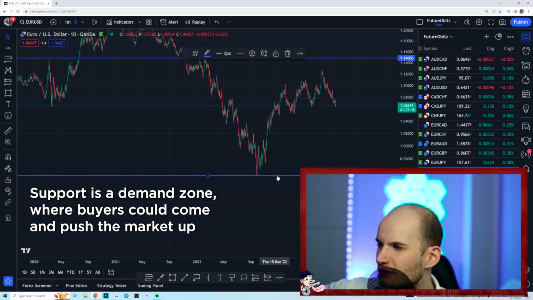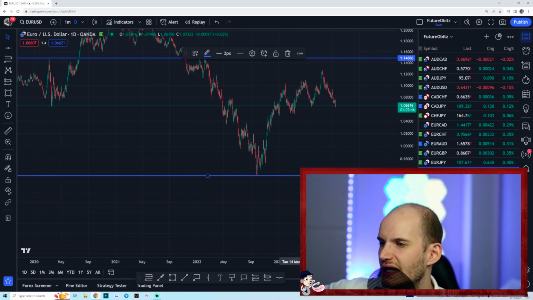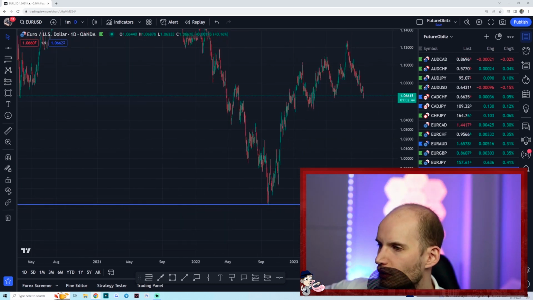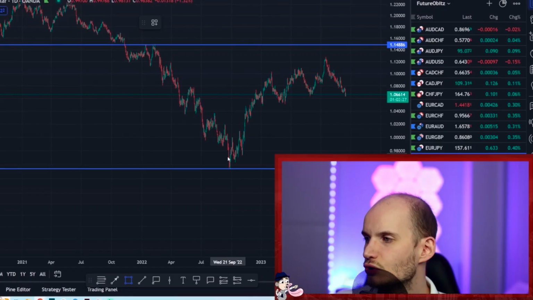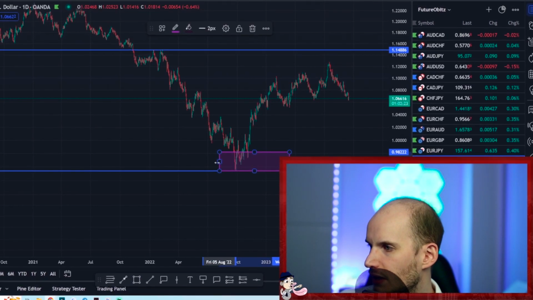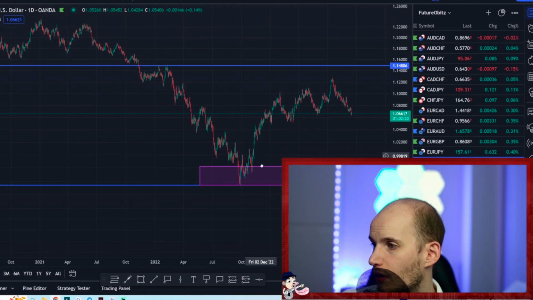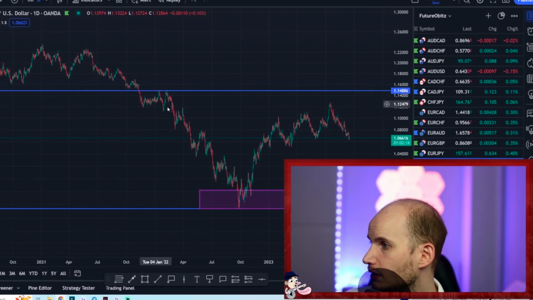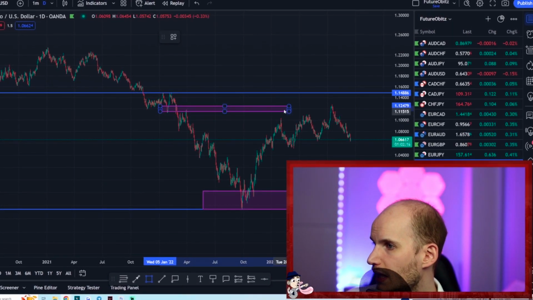And I don't want people to draw it with this line here, because I see people do this all the time. When you want to draw a supply and demand zone, please use a bigger area, right? This will be the bigger area. So this would be our demand zone, and up here this would be our supply zone.